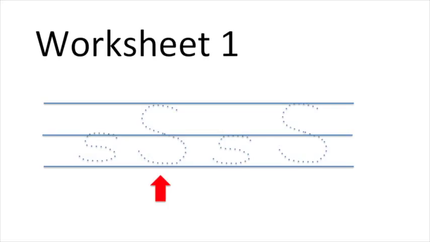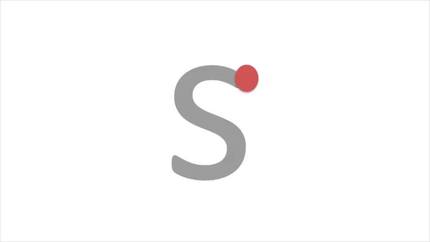Using your pencil, see if you can write over the letter S's. Pause the video while you try it. And remember, start at the top, go round, back, down and round. Say S as you write each letter.